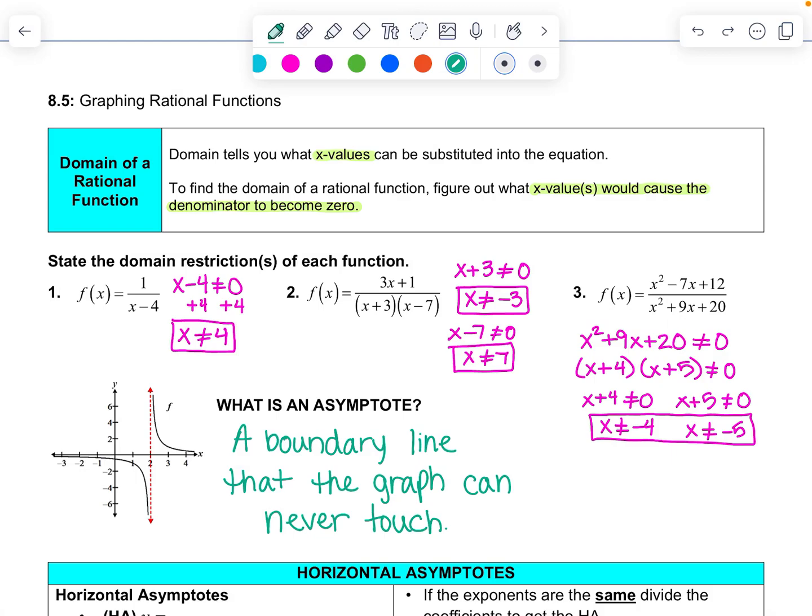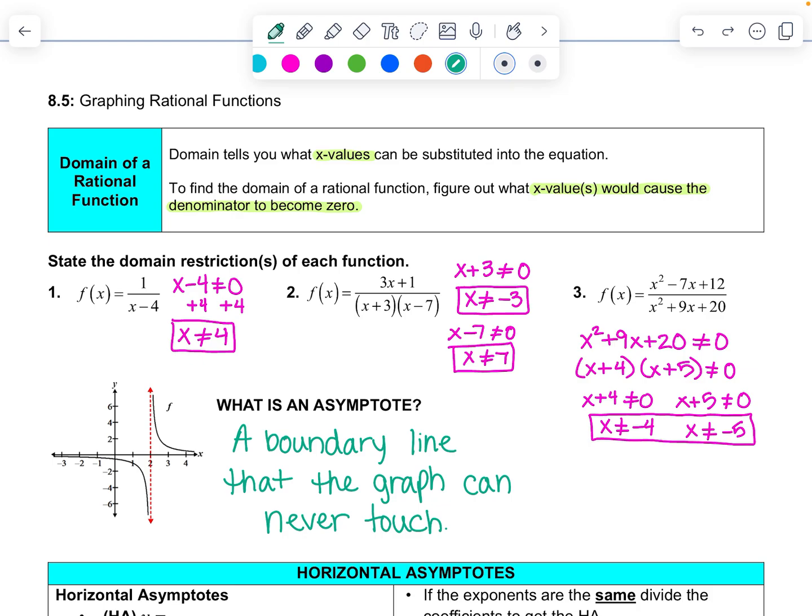Section 8.5 is over graphing rational functions. So we have a lot to talk about here when we are graphing, and then we'll get into actually graphing our different rationals. So to start, we need to look at the domain of a rational function. Because these are in fractions, we have some different things that we have to look at here.